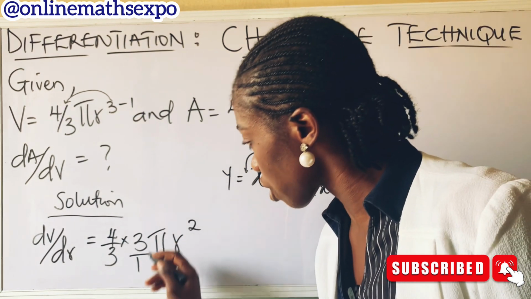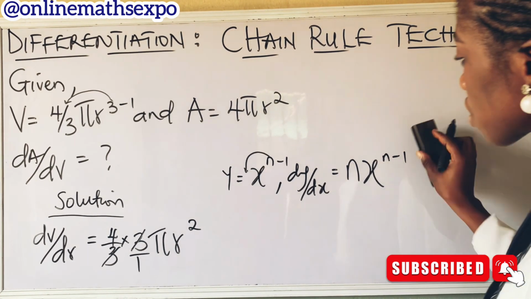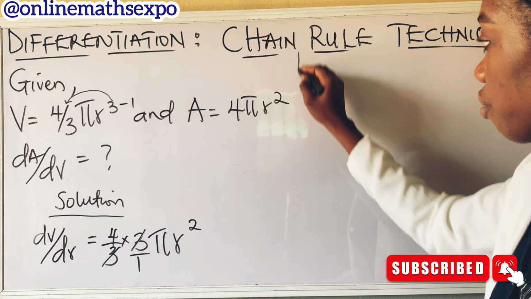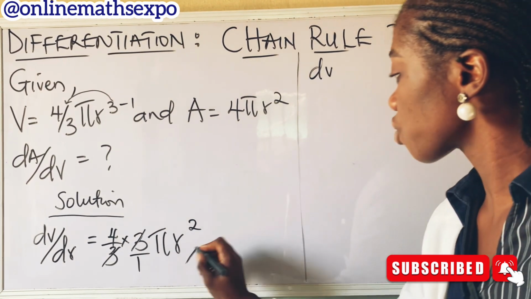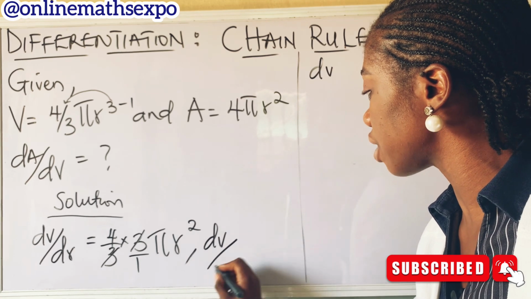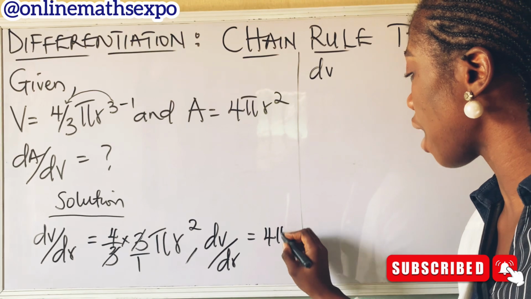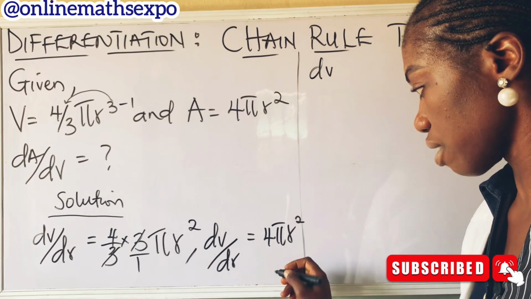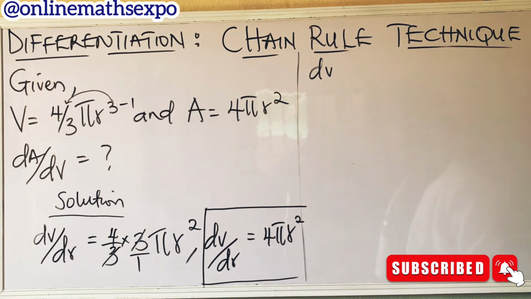So this is to simplify further. This will cancel this, so that we are left with 4. So it means, okay, let's write it out, dV/dr is going to give us 4 pi r squared as the value. So this is what we have for dV/dr. I hope that is clear.